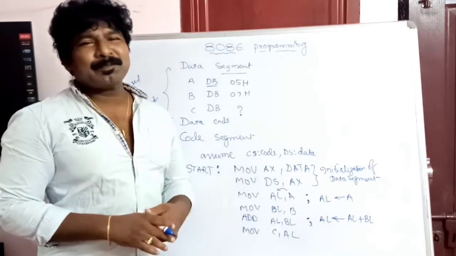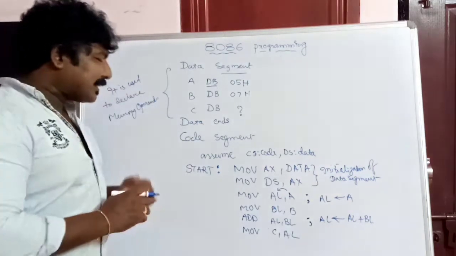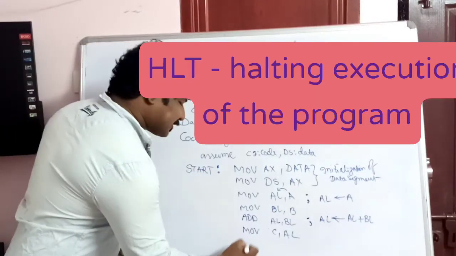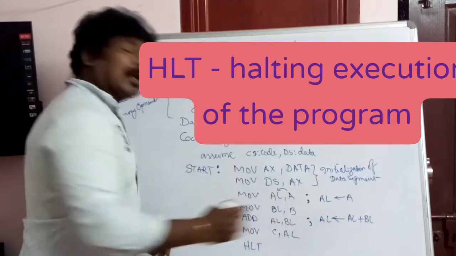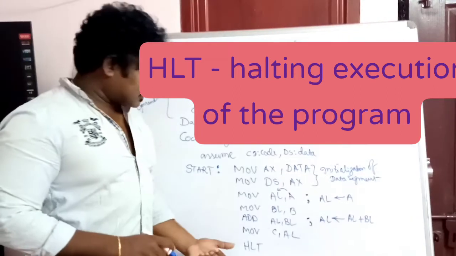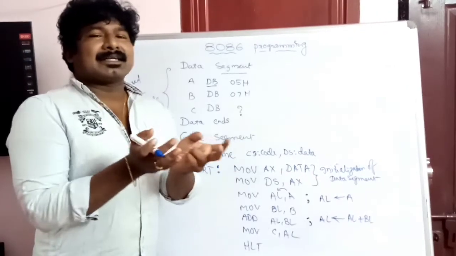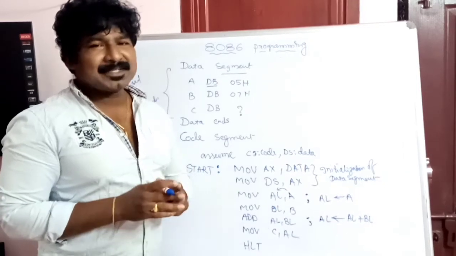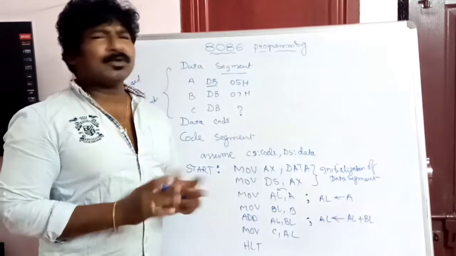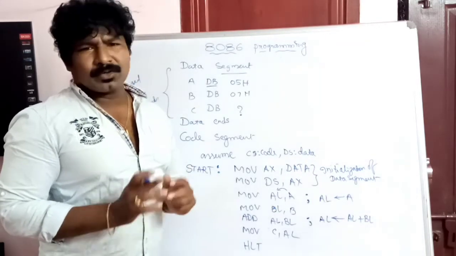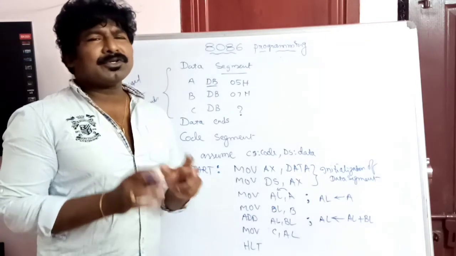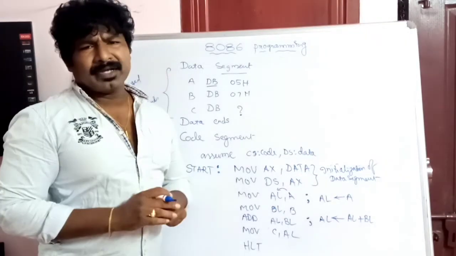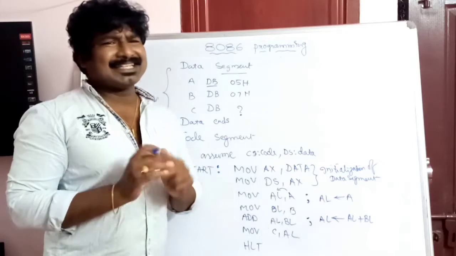Then I have to close my program execution. How can I close my program execution? Some people will use an instruction called HLT, halt. This halt instruction will terminate the program execution abruptly. I don't want to do that. I don't want to close my program abruptly. I want to close my program with some return code, and I want to perform some exit operation.